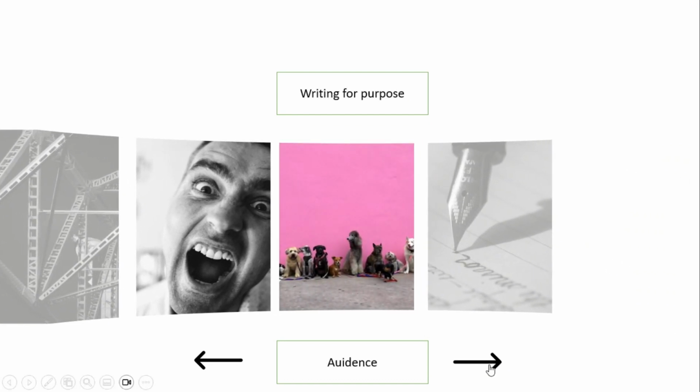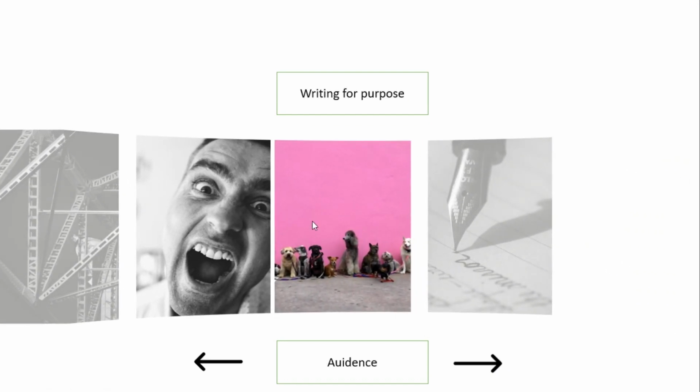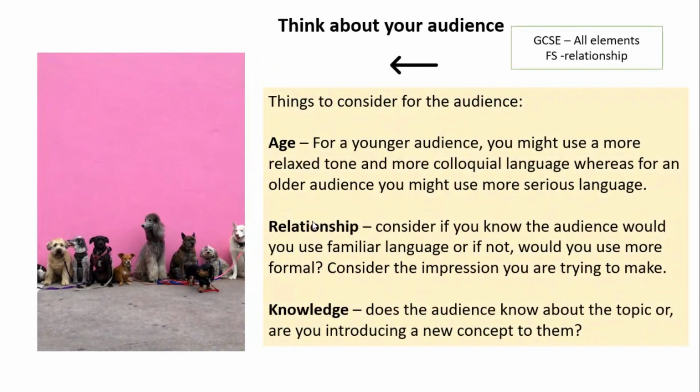Okay, next we're going to have a look at the audience. Sometimes I'll tell you who you're going to write for, and there are three main things that I think you should consider. If you're going into GCSE, I'd say you consider all of these elements to at least some degree. But if you're doing functional skills, I think the relationship will be the main one there.